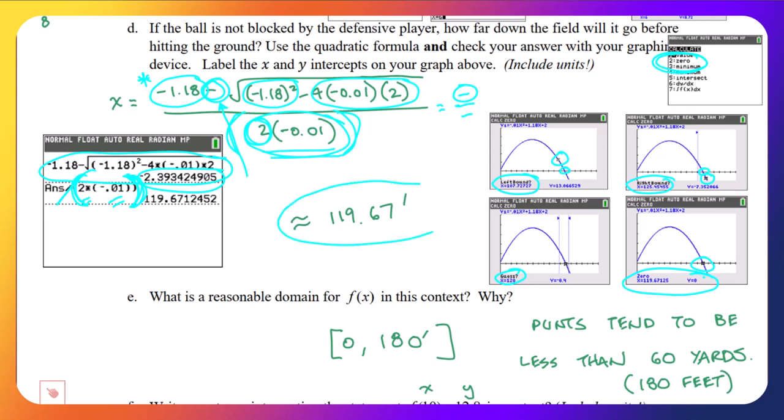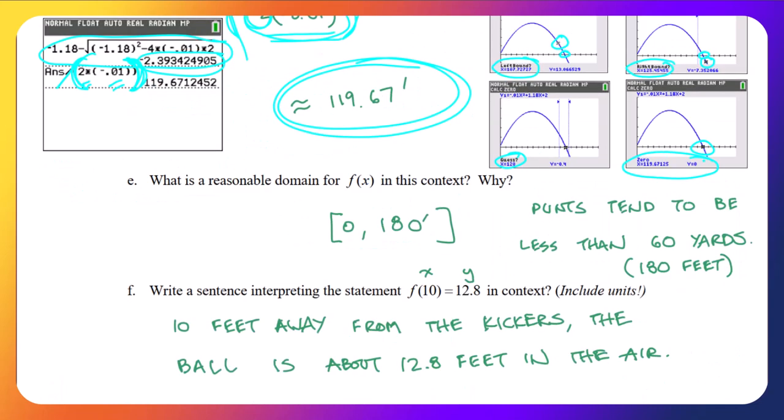And in both cases, they're about 120 feet. And for you football fans out there, that's about 40 yards. Now when we talk about domain for kicking, I just chose 180 feet because that's 60 yards. True, people do kick the ball further than that, but I thought I would try that first to see if it fit the data.